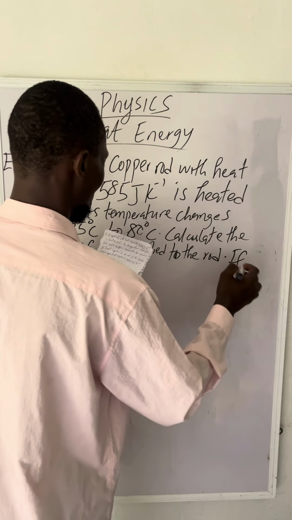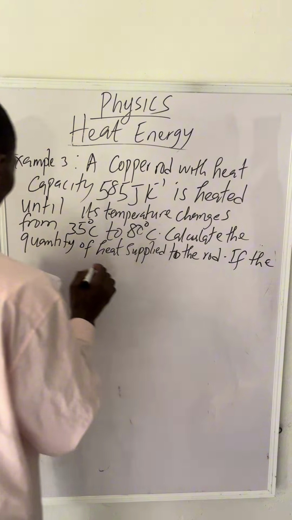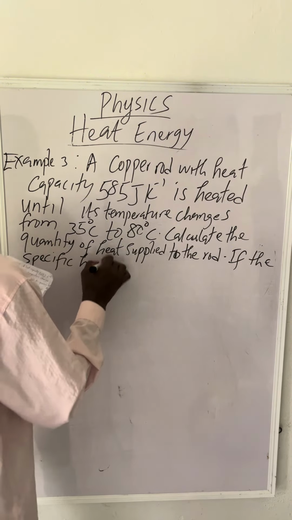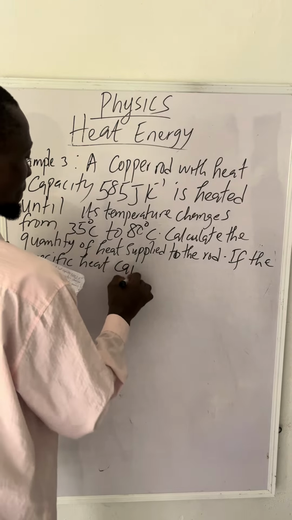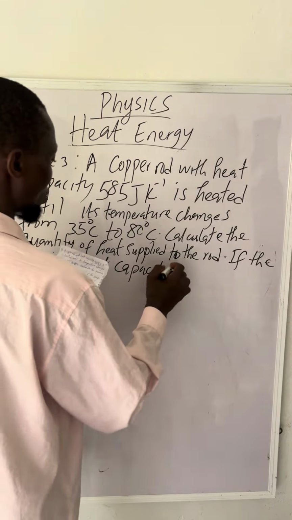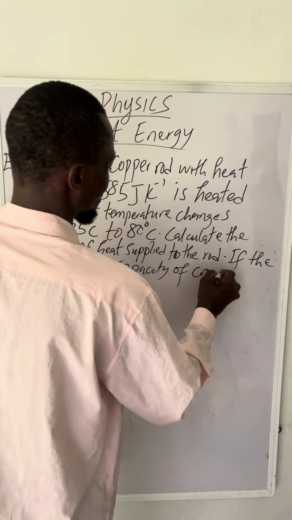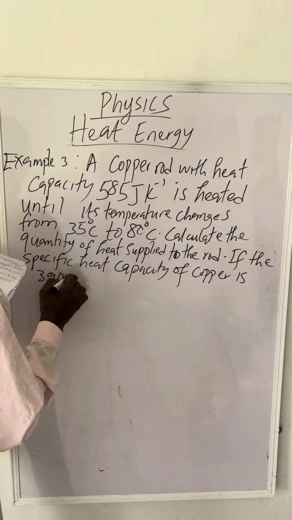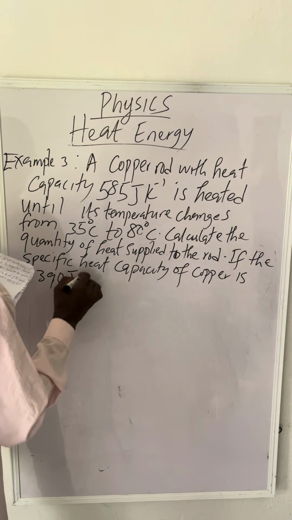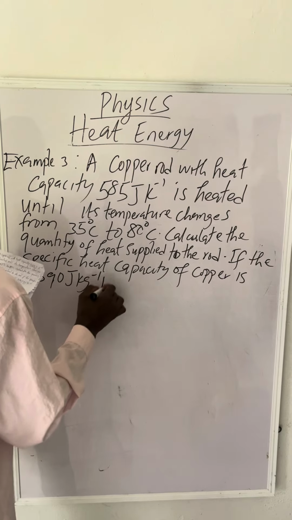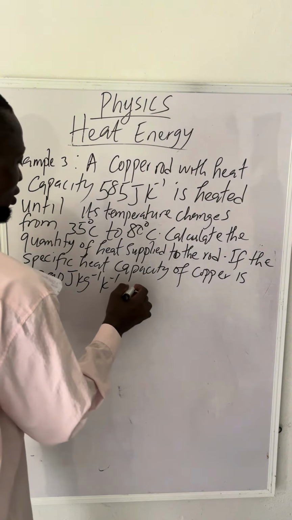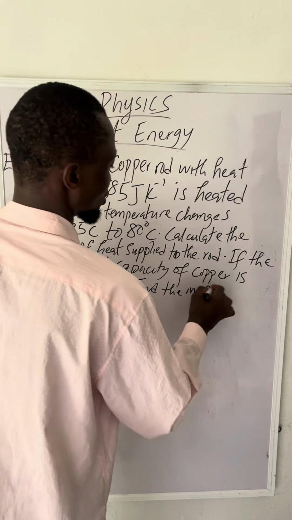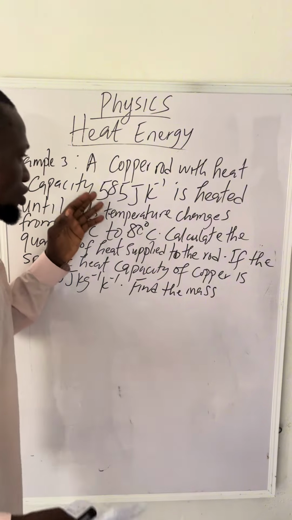If the specific heat capacity of copper is 390 joule per kg per Kelvin, then find the mass. So this is the question. This is the next question.